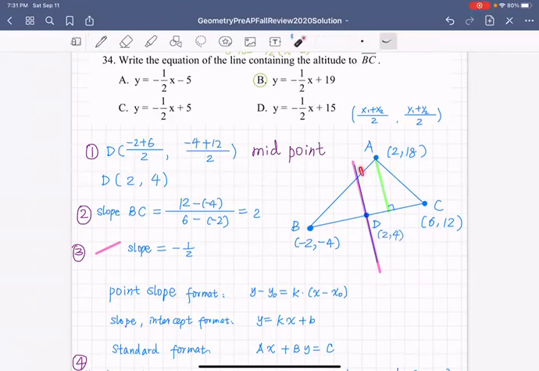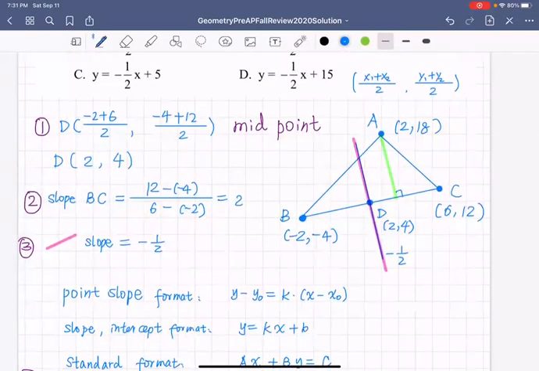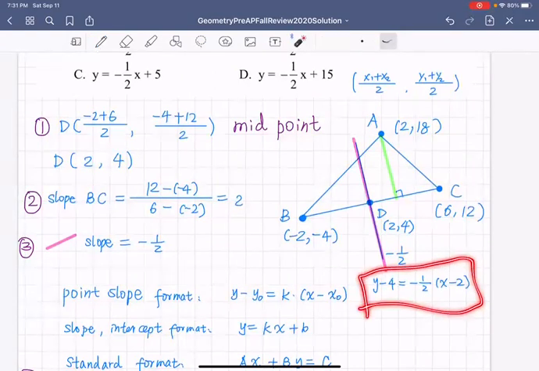This pink line slope, you told me it is -1/2. What is the pink line equation? Can you tell me the point-slope format? Go ahead. y minus 4 equals -1/2 times (x minus 2). Very good, perfect. Does this question make sense to you now? Yeah.